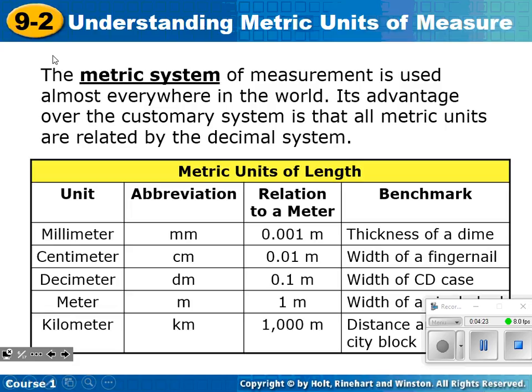A decimeter, you guys have all seen like a CD case, right? About this wide, a CD case. That's a decimeter. A meter is right here. Ooh, that's 1 meter. And a kilometer is like I said, about 2/3 of a mile, distance around a city block, if you will. It's 1,000 of these.